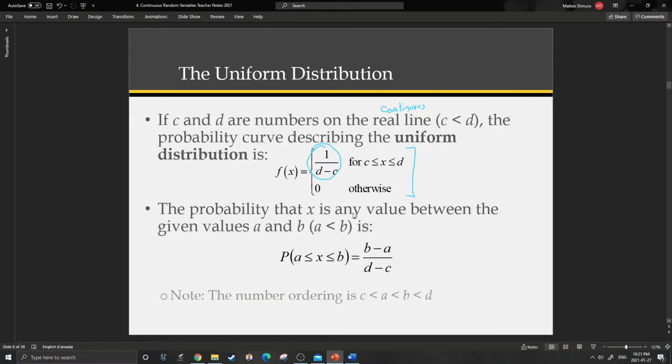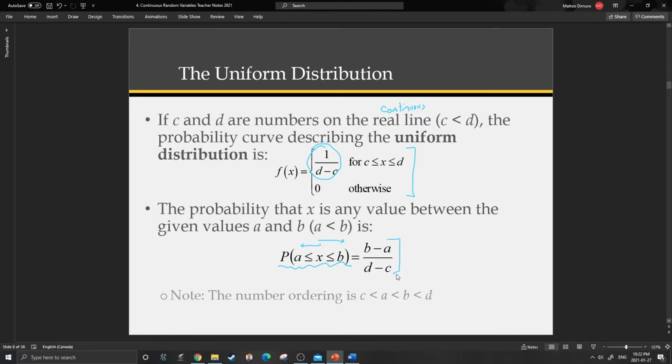The probability that x has any value between the given values a and b, where a is less than b, is given as such. So we write it like this, and this just means that if you look at it visually, x is in between a and b. If you read it mathematically, we actually read it starting from the middle, and you go this way, and you say x is greater than or equal to a, right? We're reading it this way. And then you read it this way, and you say x is also less than or equal to b. So it's just a fancy way of saying that x is in between those two numbers.